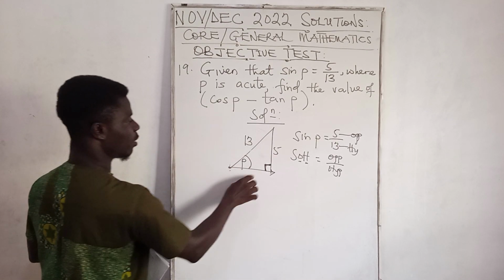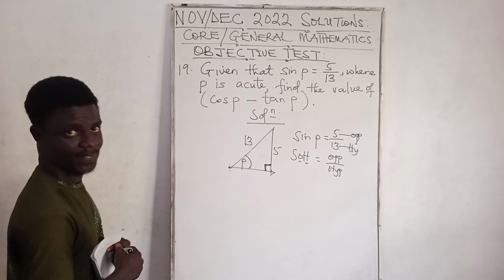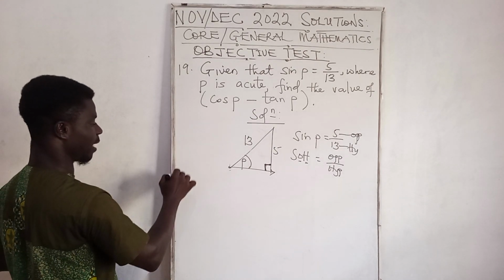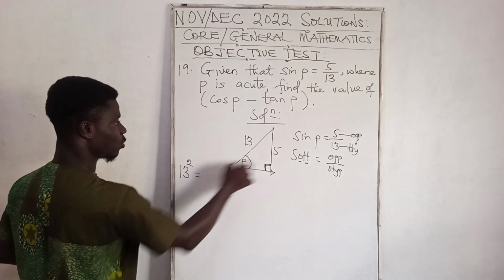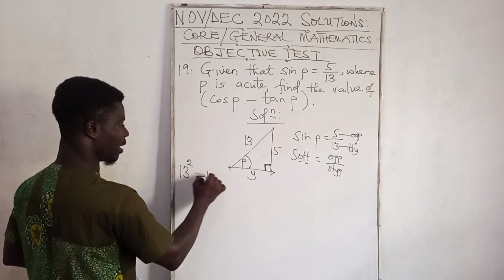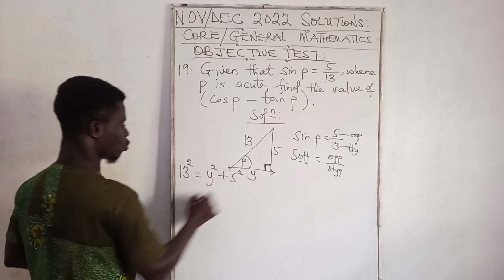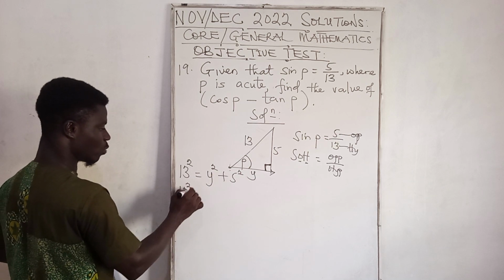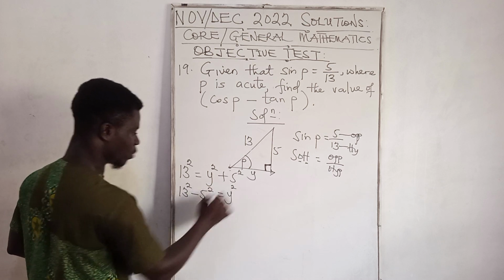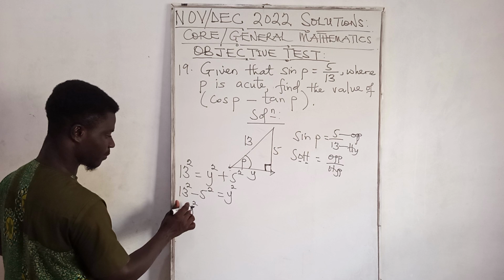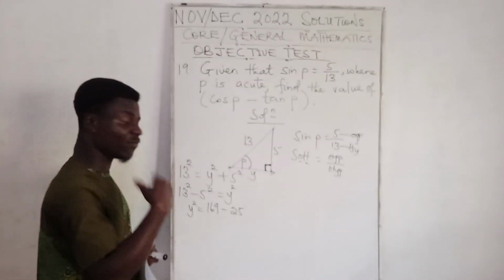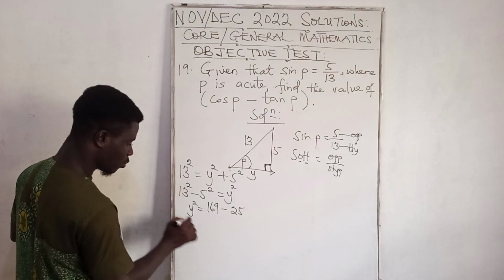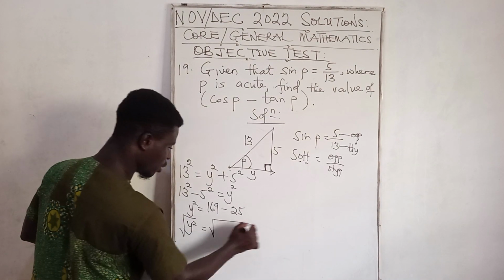So I can find the adjacent using Pythagoras theorem. Pythagoras theorem states that the square on the hypotenuse must be equal to the sum of the squares on the other two sides. Let the adjacent be y. So I get y squared plus 5 squared equals 13 squared. Grouping like terms, 13 squared minus 5 squared equals y squared. So y squared is 169 minus 25, which means 13 times 13 minus 5 times 5. Now I take square roots on both sides of the equation.